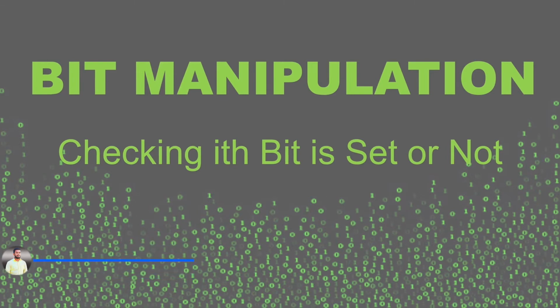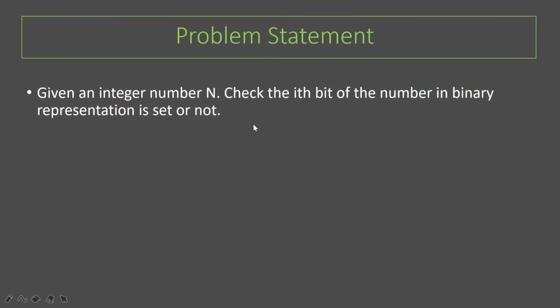Today I will discuss how we can check if the ith bit of a number is set or not. The problem is: you are given an integer n, and you have to check whether the ith bit of the number in binary representation is set or not. For that, we have to see the numbers at the bit level.